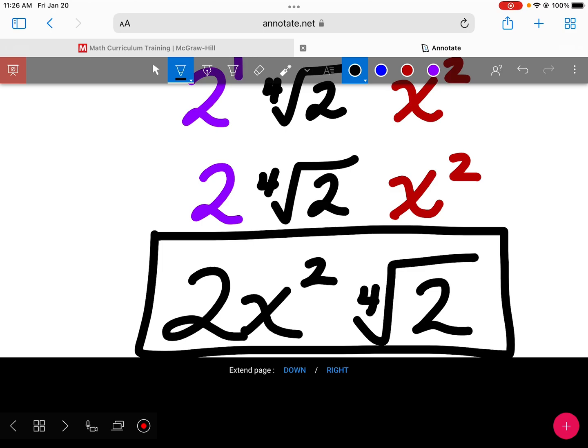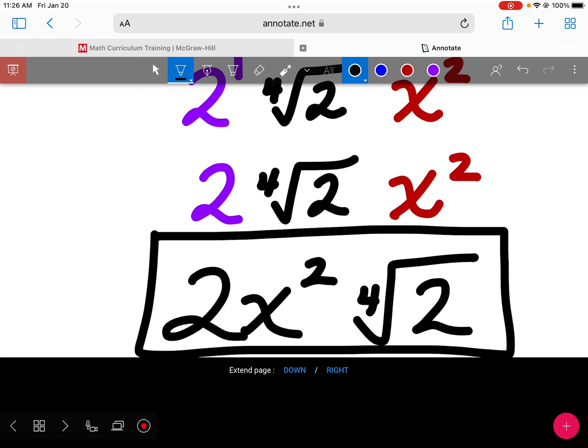What's the index on the radical? 4. 4. What's the radicand? I thought I heard somebody say it, but it was really quiet. 2. The radicand is the part that's under the radical. So in my final answer, I have an index of 4 and a radicand of 2.